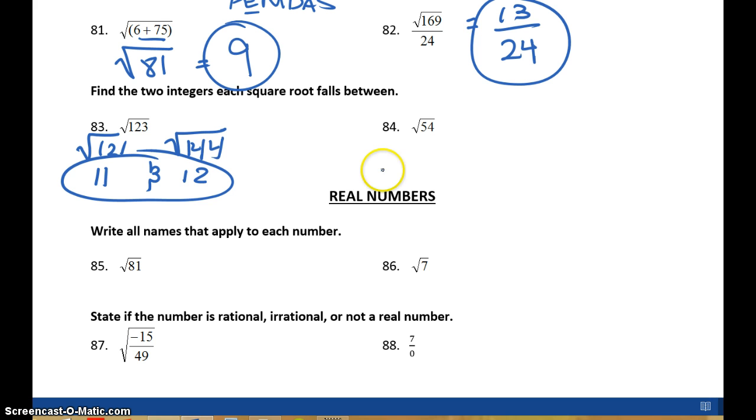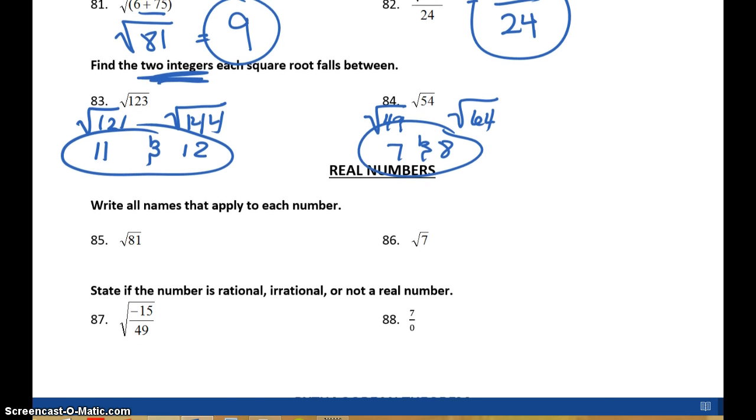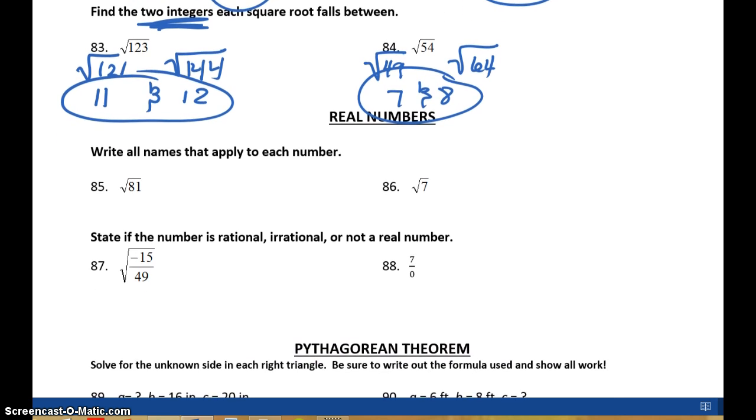We're going to do the same process for number 84. The lower root is 49, and the bigger root, the upper root, is 64. So that is 7 and 8. Now, we have to make sure we don't just stop at listing what two roots surround the root that we're given. We have to go to the integers because we're finding the two integers. That's what our directions say there. So remember, we take it one more step and find the actual root of those numbers.